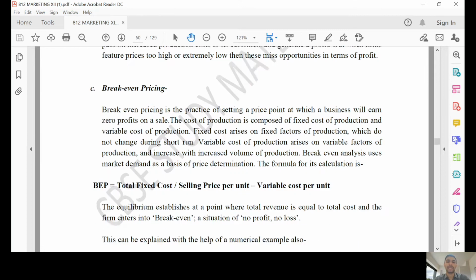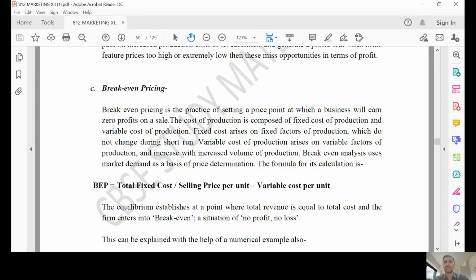And break-even pricing. Break-even pricing is the practice of setting a price point at which a business will earn zero profit on a sale. So they want to know a point where they will actually make zero profit. Why do they want to find out? Because they want to find out from which point onwards they will start making profit.